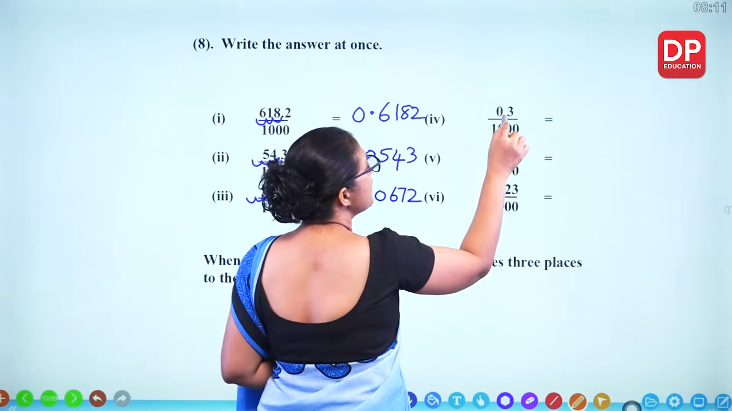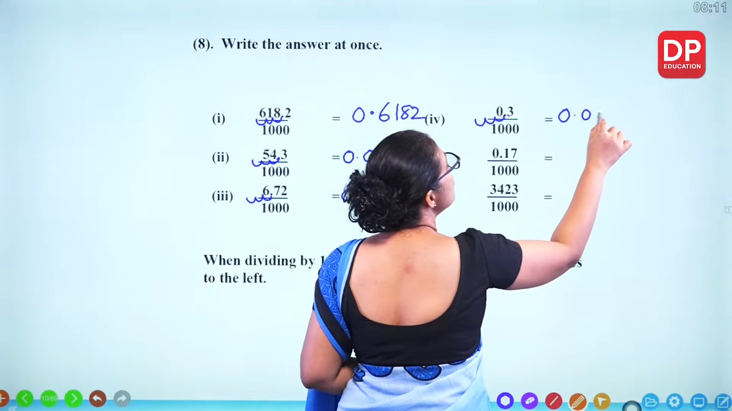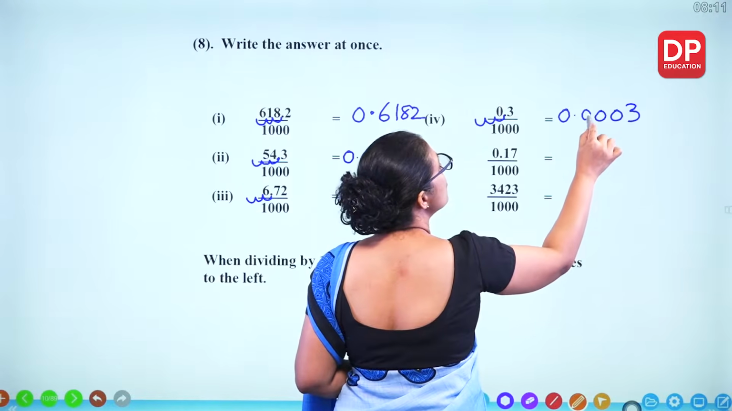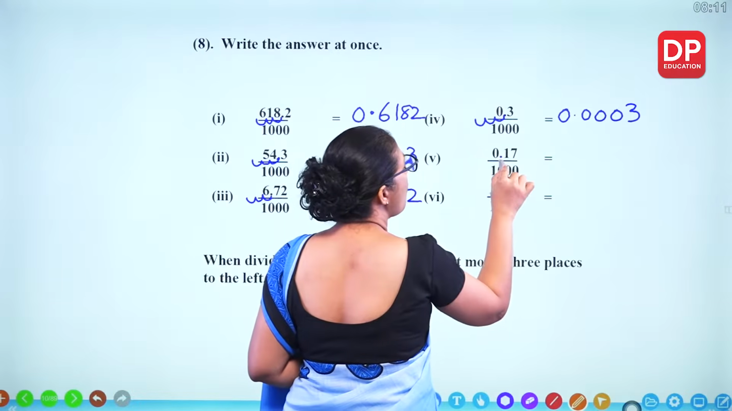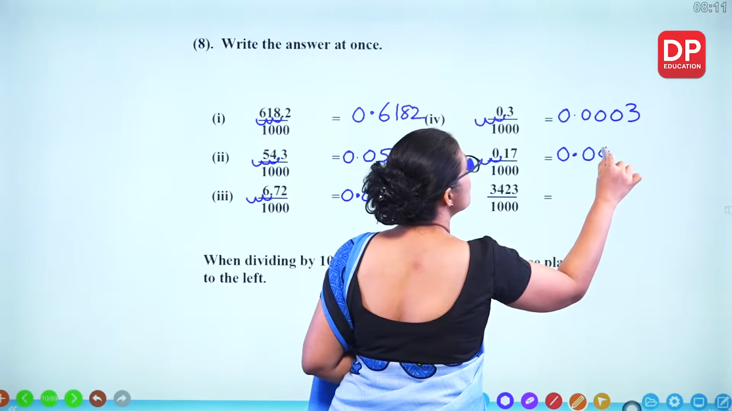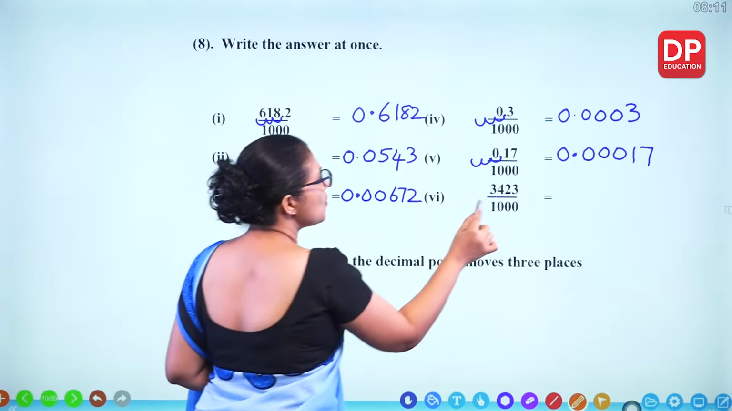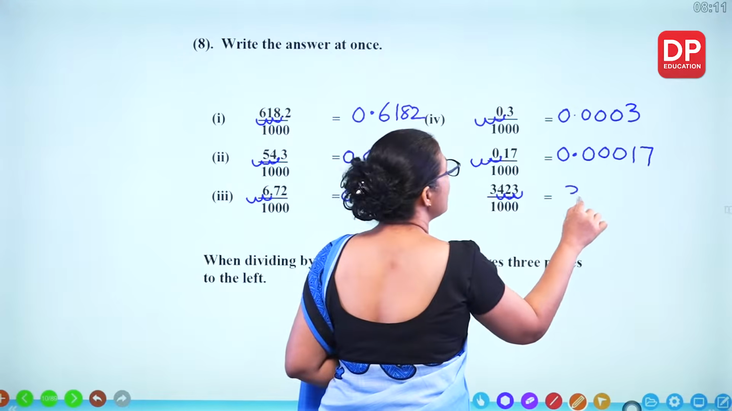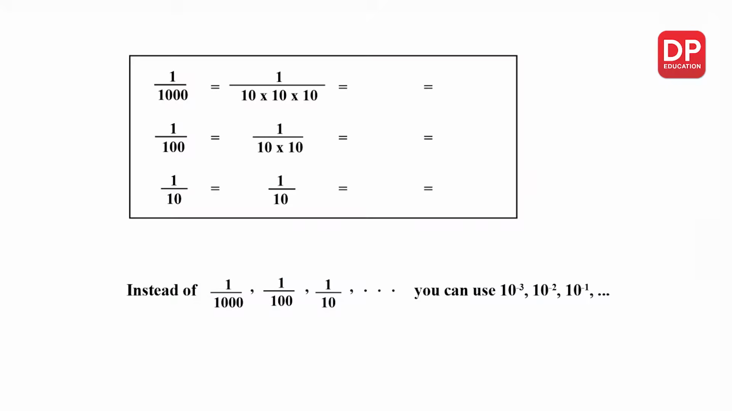0.3 divided by 1000. 1, 2, 3. So you need 1, 2, 3. Here 1, 2, 3. 3 places to the left. This one, 1, 2, 3. So you need to put another 2 zeros. 1, 2, 3, 1, 7. This one, the decimal point is here. 1, 2, 3. So you get 3.423.